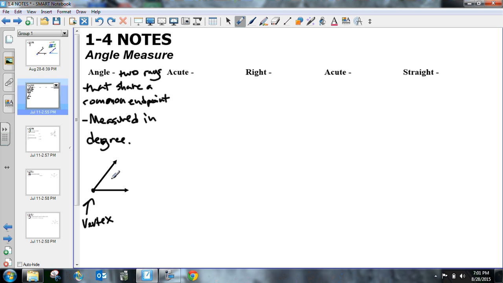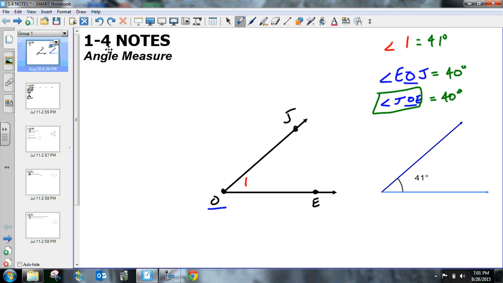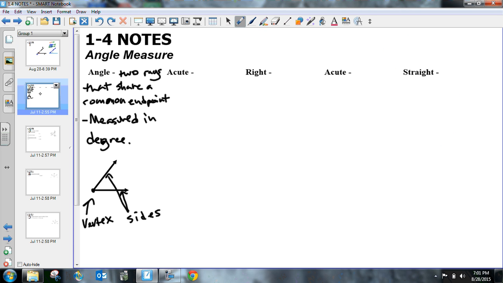Okay. And these two pieces here, this piece here, that ray, and then this ray as well are called the sides of an angle. I showed you how to name this above an angle. So let's take a look.